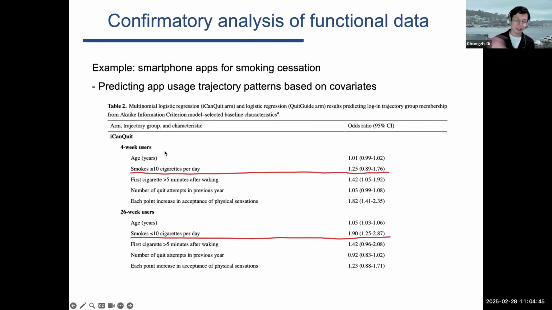So people who smoke a little bit less have a higher tendency to use the app more often, basically, right? So comparing 4 weeks versus 1 week is not significant. But if we compare 26-week users versus 1 week users, the same variable, the odds ratio is now 1.9. It's much higher, and it's statistically significant. So again, the conclusion is that participants who smoke less than 10 cigarettes per day have a higher tendency to be more consistent users of the smartphone app.